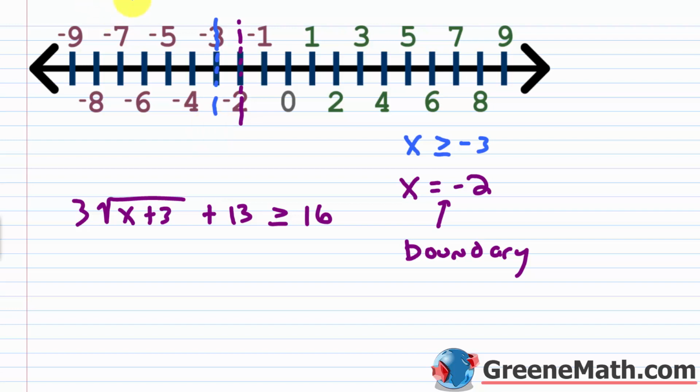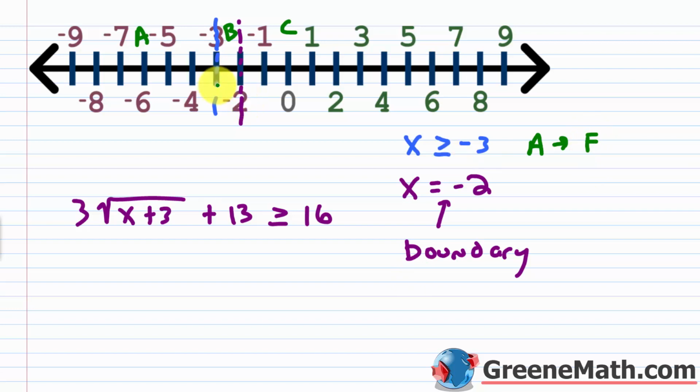So I'm just going to label this as interval A. I'm going to label this as interval B, and I'll label this as interval C, just to keep track of what's going on. So what we're going to do here is we're going to test a value in interval B and C only. We don't need to test stuff in interval A. That's an automatic rejection zone. We'll put a false there, an F for that, because again, it violates the domain.